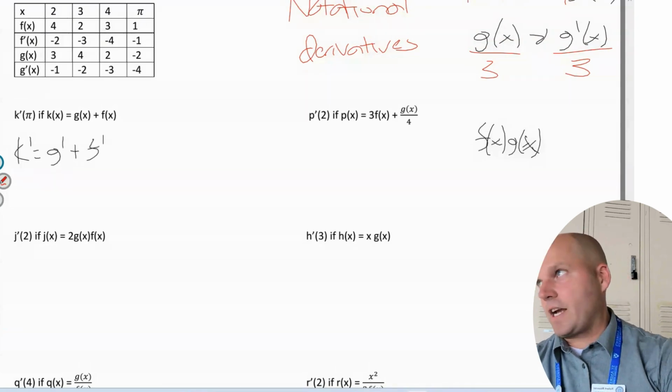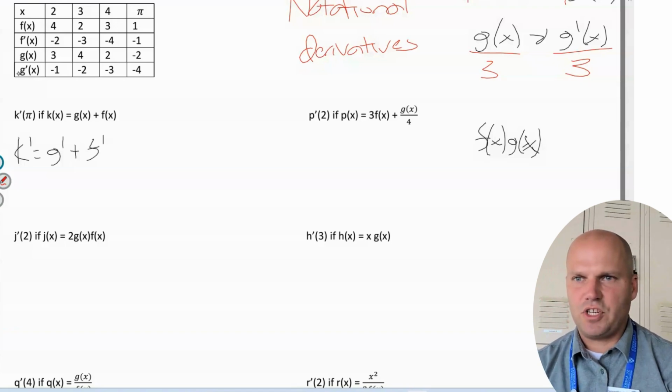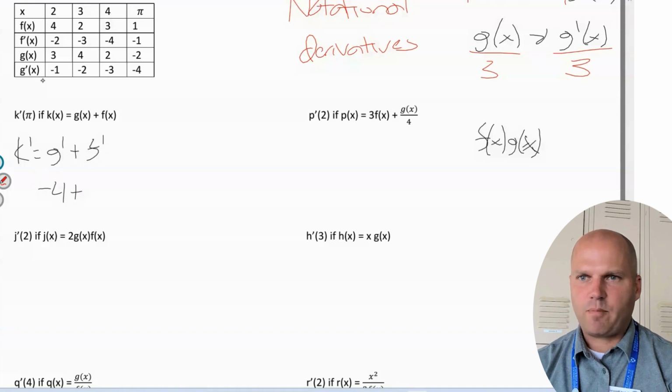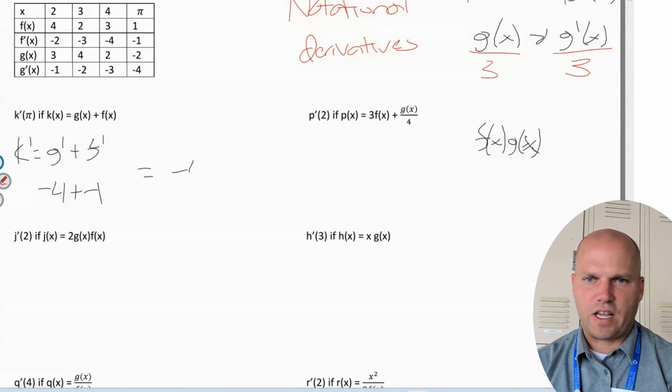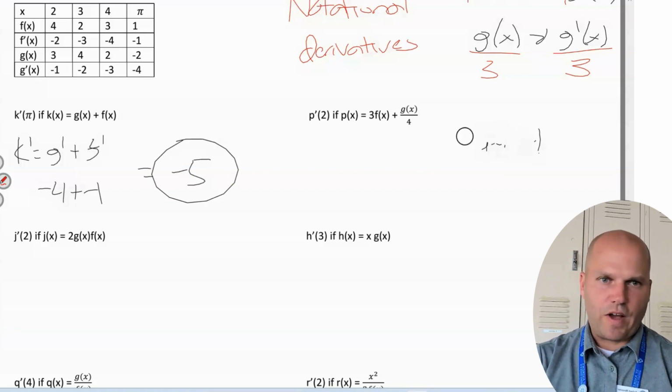I'm going to go shorthand. I'm not going to say g prime of x and f prime of x, but you could. K prime of pi is equal to g prime of pi, or the slope of g at pi, which is -4. F prime of pi, the slope of f at pi, is -1. I get my answer, -5. That's it. Done. What if I have constants?